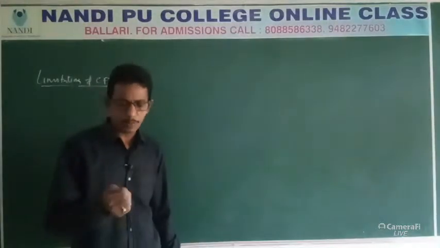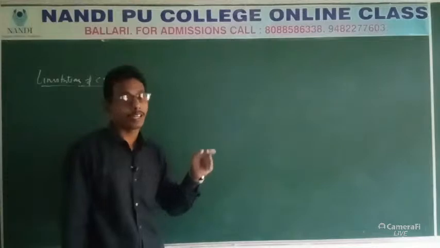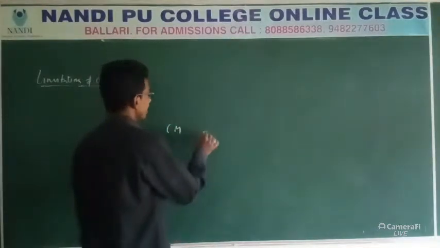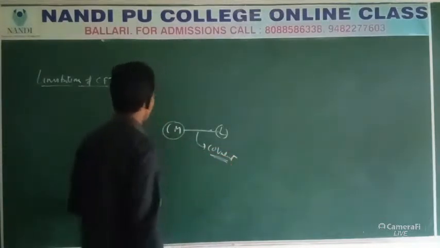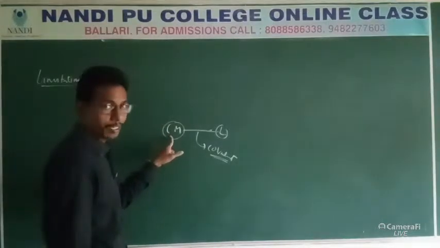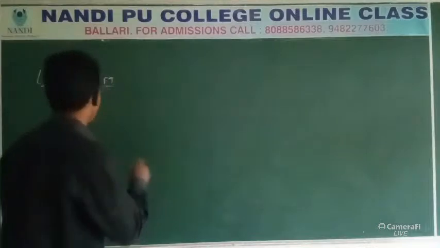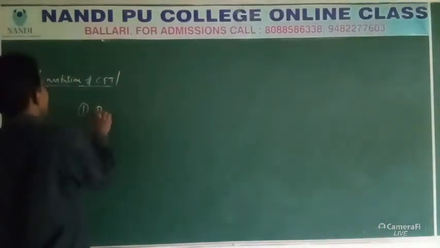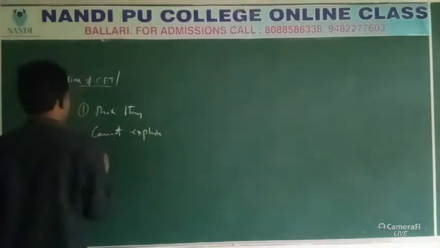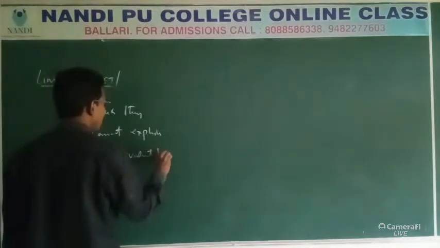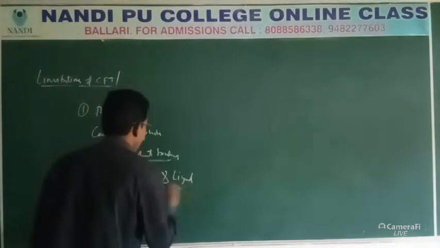Here are two limitations, children. The first point is that this theory cannot explain the covalent bonding nature between central metal and ligand. See, the central metal is here, and this is the ligand. Between them a covalent bond is there, but this theory cannot explain the covalent bond between the central metal ion and ligand. This is one of the drawbacks, demerits or limitations.